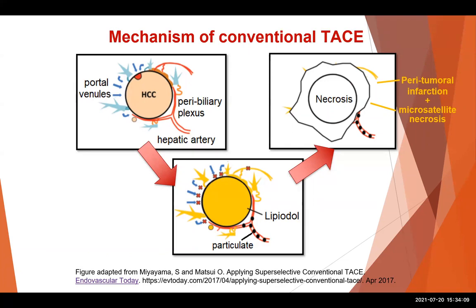So what we're trying to do is really choke the tumor from both the arterial and the portal venule end, so that we can maximize tumor kill. And by getting to the biliary plexus and the portal venule side of things, we can really cause peritumoral infarction, as well as necrosis of the microsatellites. And so the whole idea is to really achieve a kind of curative TACE. And to do so, we really need to have maximum delivery of embolic into the tumoral bed.